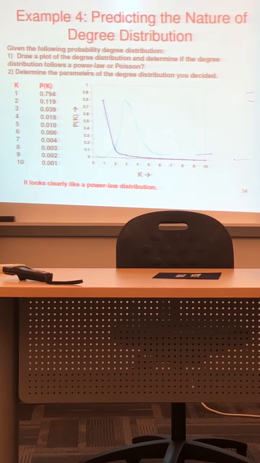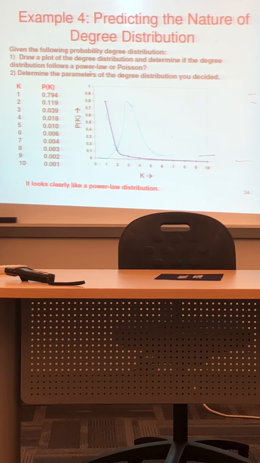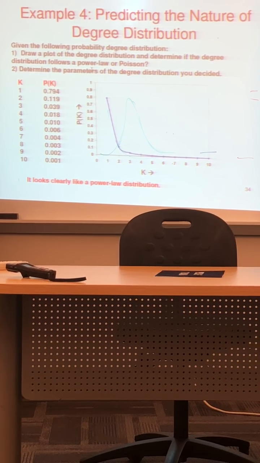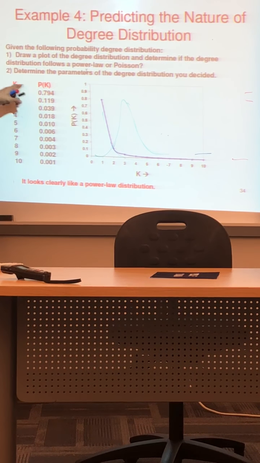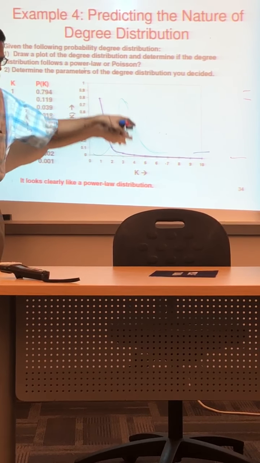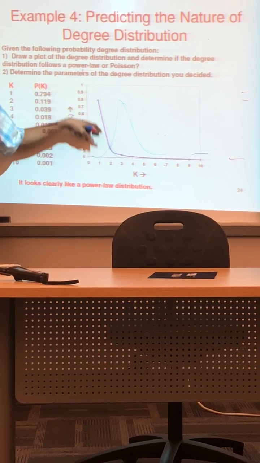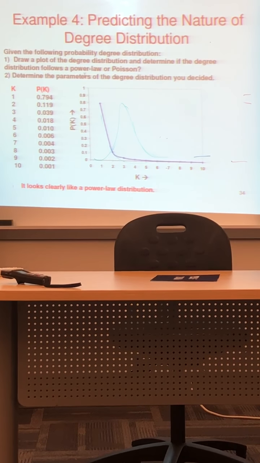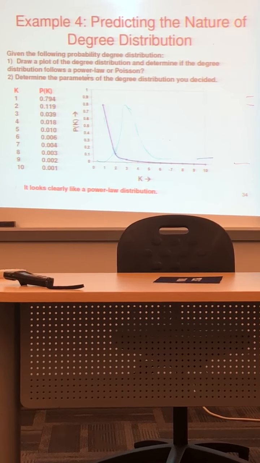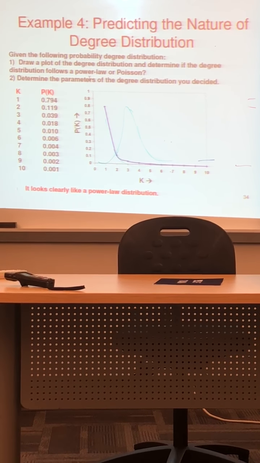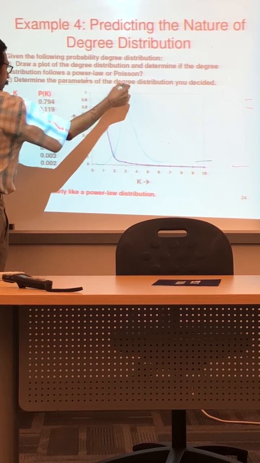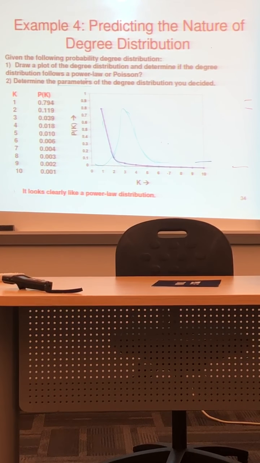So far we are seeing two types of network degree distribution: either a Poisson distribution or a scale-free power law distribution. Accordingly, I'll give you the data, and it will be either a bell-shaped curve or scale-free power law. Depending on how you see it, you then have to determine the parameters of the degree distribution that you decided on.